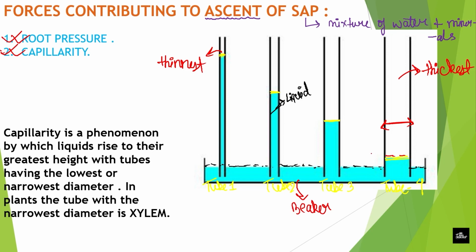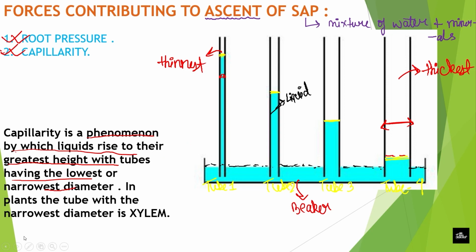That is what is known as capillarity. See, I have written here that capillarity is a phenomenon by which liquids rise to their greatest height in tubes having the lowest or narrowest diameter. The tubes which contain the narrowest diameter, for example this tube, the least diameter, in those tubes the rise in the liquid column is known as capillarity.